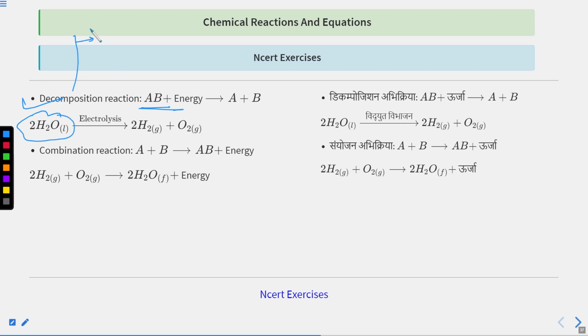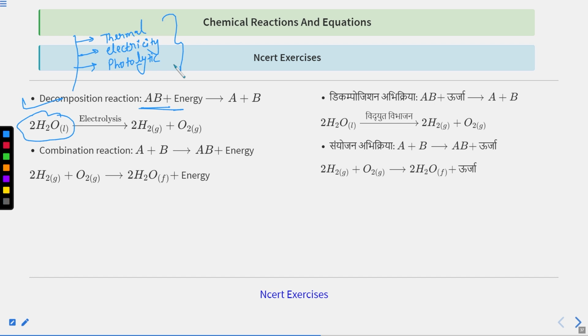We can classify decomposition reactions based on the energy we provide. If we are providing heat, that is named thermal decomposition, like the thermal decomposition of lead nitrate. If we are providing electricity, that is named electrolytic decomposition. And if we are providing sunlight, that is named photolytic decomposition. So you can see the examples.